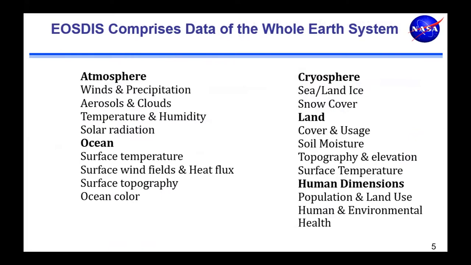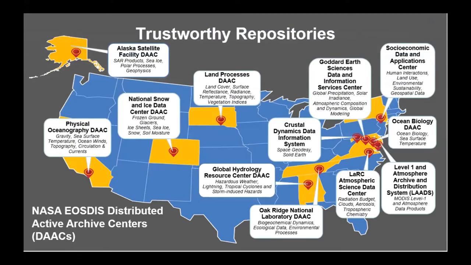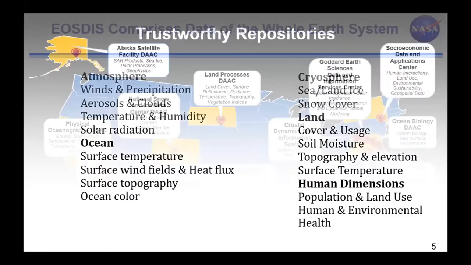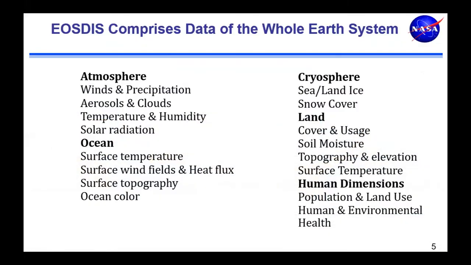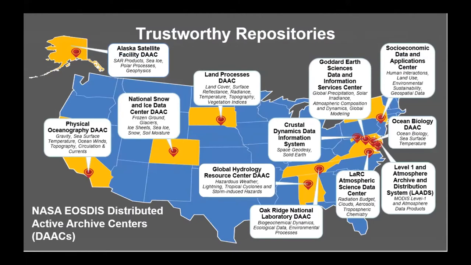In any case, we have data for the entire Earth system of multiple disciplines, multiple places. So atmospheric, oceanographic, cryospheric, land, and human dimensions. And all these data are managed by 12 different DACs that are distributed around the United States, and they are based on disciplines as indicated in this diagram.